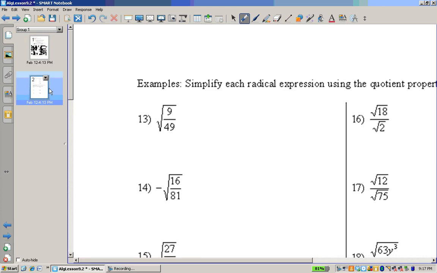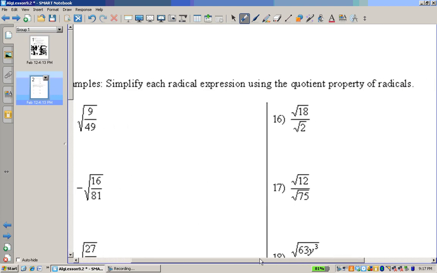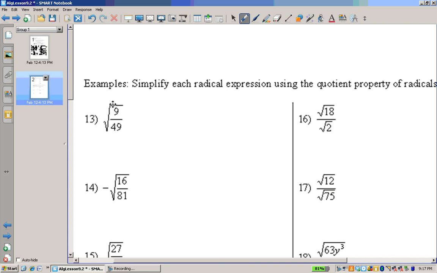Alrighty. Now we're going to use some quotient properties here. And we need to be especially careful that we don't have a radical in the denominator. We'll have to rationalize it if it is not. So, number 13, we can split this up into the square root of 9 over the square root of 49, which would be 3/7. And so it's easy to work with.